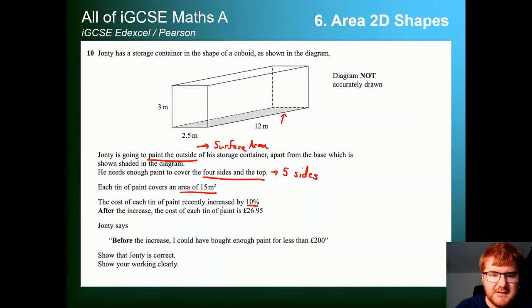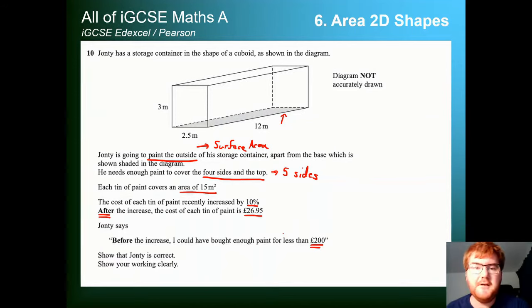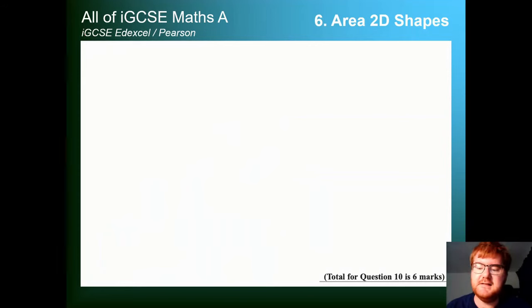After the increase, this is important, hence in bold, the cost of each tin of paint is £26.95. Jonty says before the increase, I could have bought enough paint for less than £200. Show that Jonty is correct. So the first thing I'm going to calculate here is the area of sides to paint here. So this way, be a little bit careful.